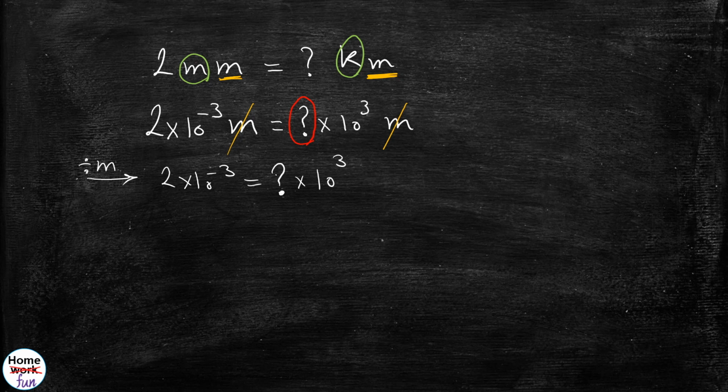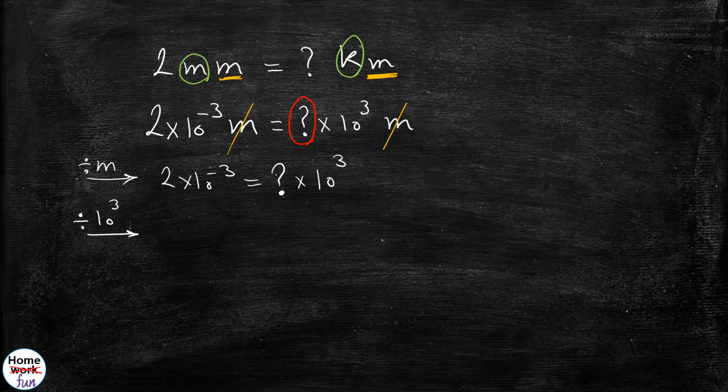Now we want to isolate that question mark so we can see through its value. In the next step, right now question mark is multiplied by 10 to the 3. So I'm going to do the reverse. I'm going to divide it by 10 to the 3. So dividing both sides of the equation by 10 to the 3. And whatever you do to the one side of the equation, you want to do that to the other side of the equation so that the equation is balanced, the equation is maintained.